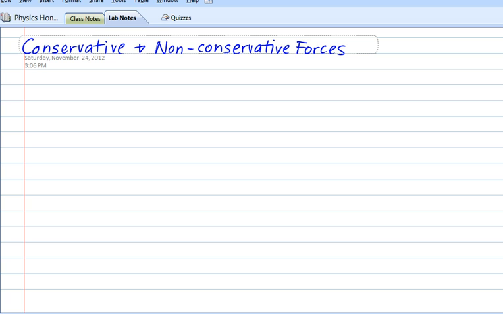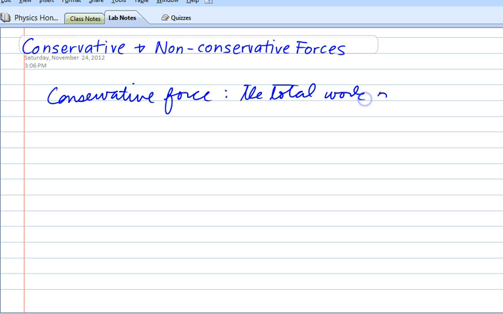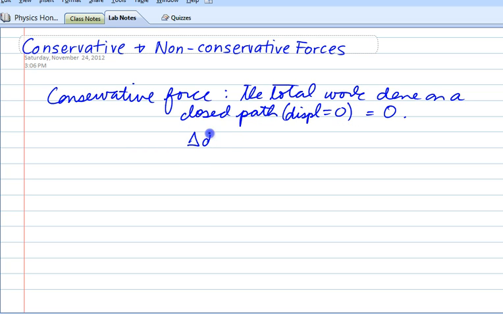So the idea with a conservative force is that if you have a conservative force, the total work which is done on a closed path is equal to zero. Now, when we say a closed path, what we're really talking about is that the displacement is equal to zero, or delta D is equal to zero.